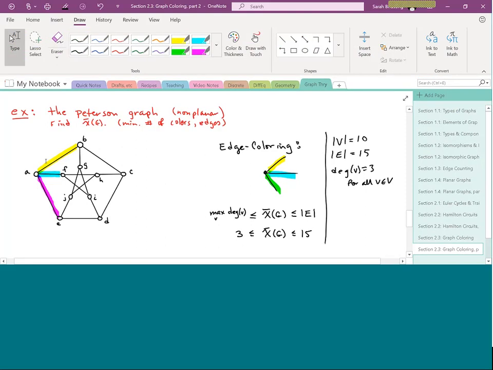Now, once we've got those 3 colors done, then we can move on to a next vertex. Horrible purple, really? Nice.